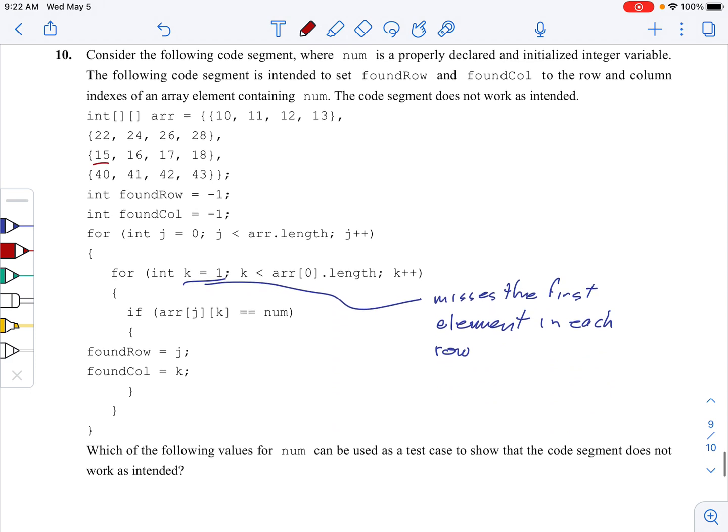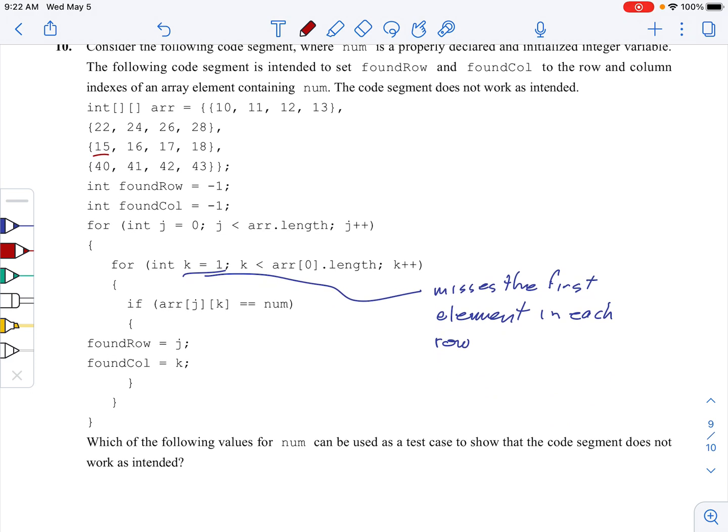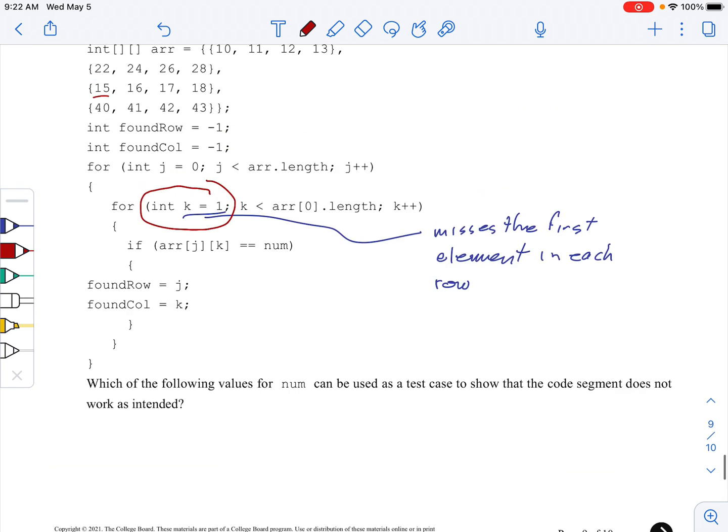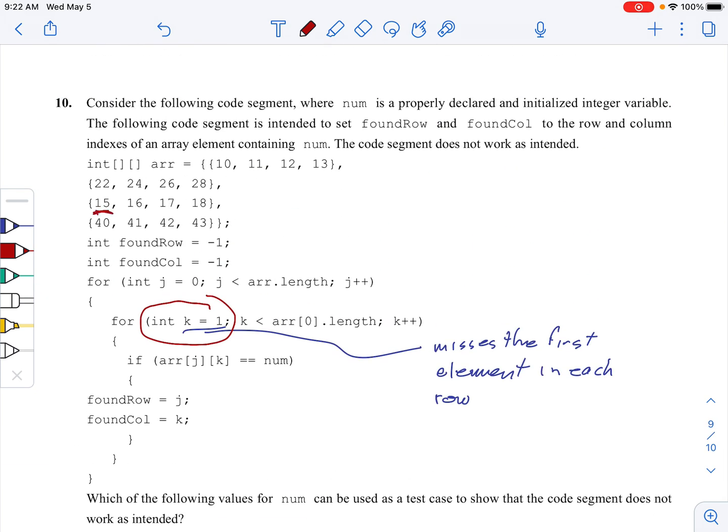And finally, it's saying which one would make this not work as intended. Well, for some reason, this is starting at 1. So the first item is skipped. And the only item listed in the answers that is the first item in a row is the 15. So this would fail and prove that it does not work as intended because it would not find a 15 because for some reason, again, I'm not sure why, they skipped the first item.